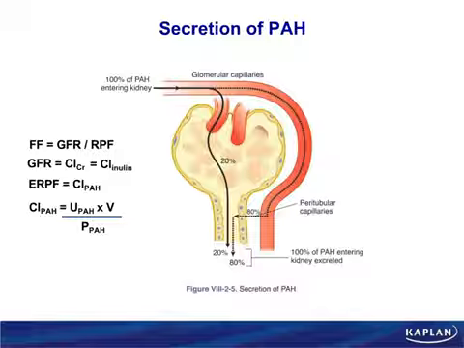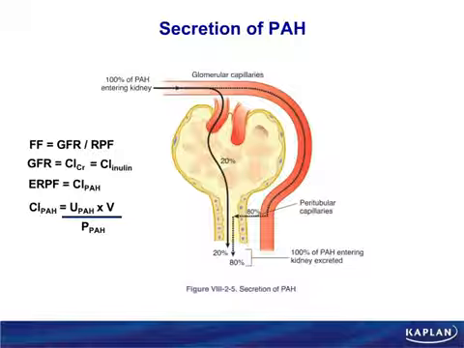So let me give you some numbers. Let's say you have 10 milligrams of PAH in the renal plasma flow. 10 milligrams, that's it. That's a low concentration. You will filter 2 milligrams. You will secrete 8 milligrams. You will excrete 10 milligrams. You will clear all 10 milligrams. You will clear the entire renal plasma flow.